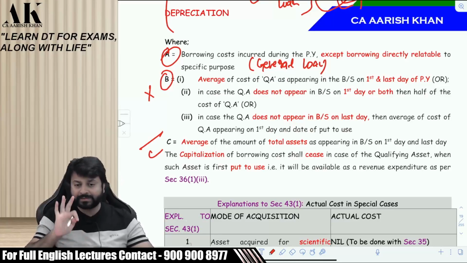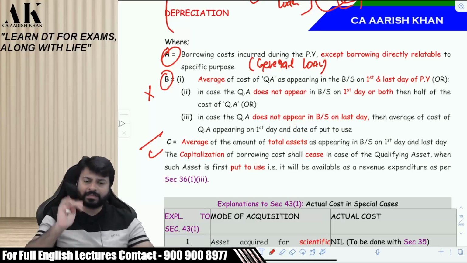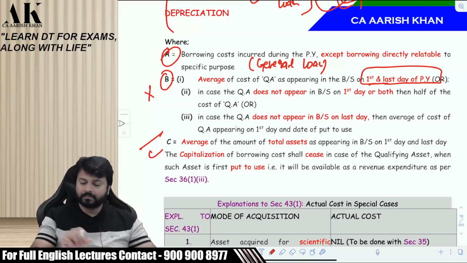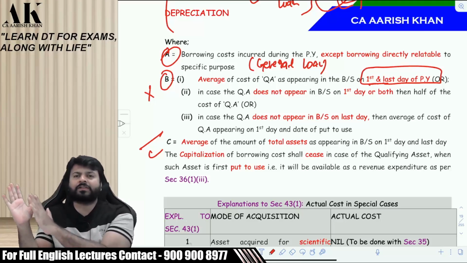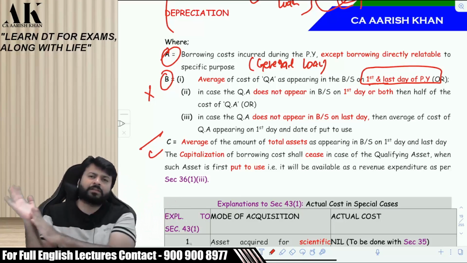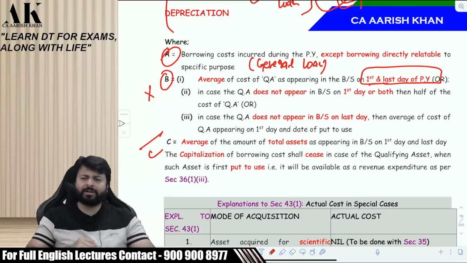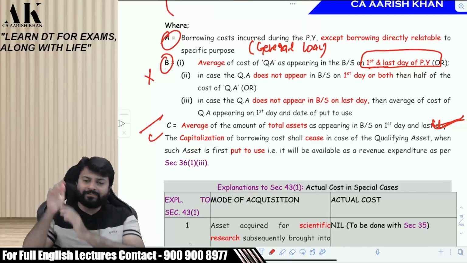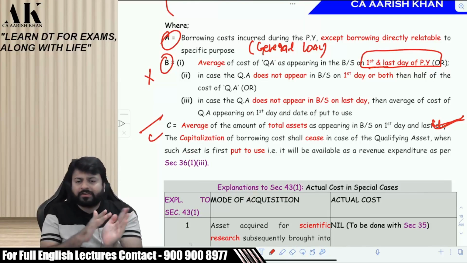Now what is B? There are three B's over here. Whichever B is applicable in your case, apply that. First, take the average of the qualifying asset as on the first day and the last day of the previous year. So whatever qualifying asset is there on the first day, and whatever is there on the last day, 1st April, 31st March, divide by 2. That will become your B. And then what is C? Take the average of the balance sheet total. Take the average of all the assets on 1st April and 31st March, divide by 2.